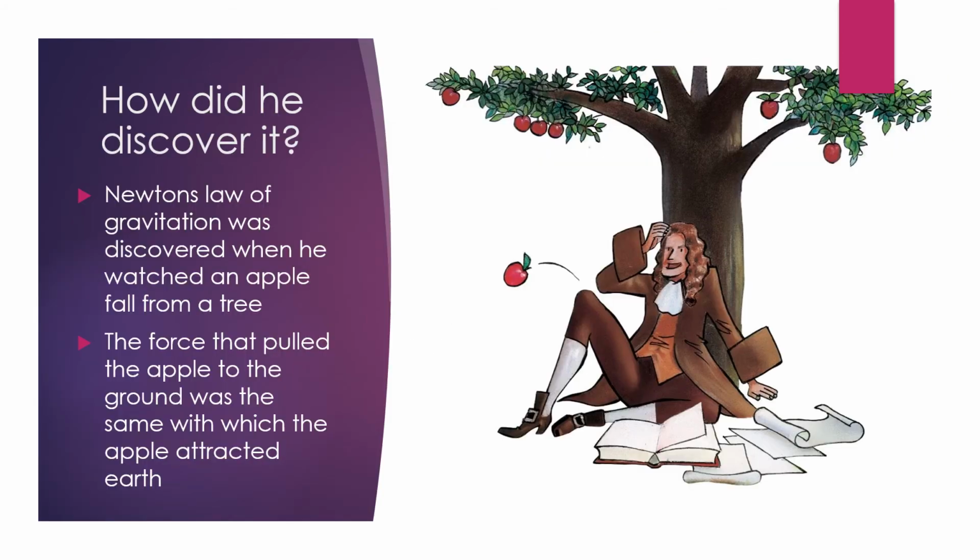These relations. So how did Newton discover this? His law of gravitation was discovered when he watched the apple fall from the tree. The force that pulled the apple to the ground was the same with which the apple was attracted to Earth. So watching that apple fall, he didn't just ask what caused it to fall. He said, well, the apple must be exerting a force on the Earth, just like the Earth is exerting a force on the apple. So that's what these minute forces are.